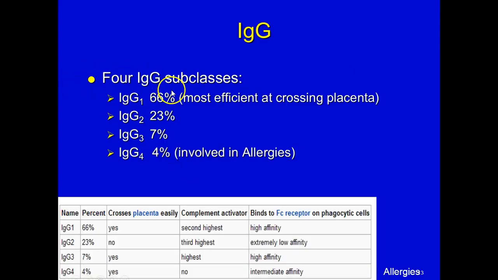We do have 4 subclasses, IgG1 through 4. We see that IgG1 is most efficient at crossing the placenta, and IgG4 can be involved in allergies as well.